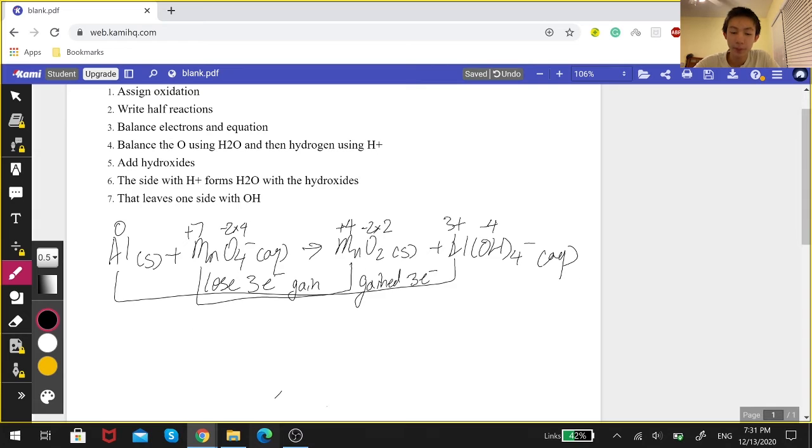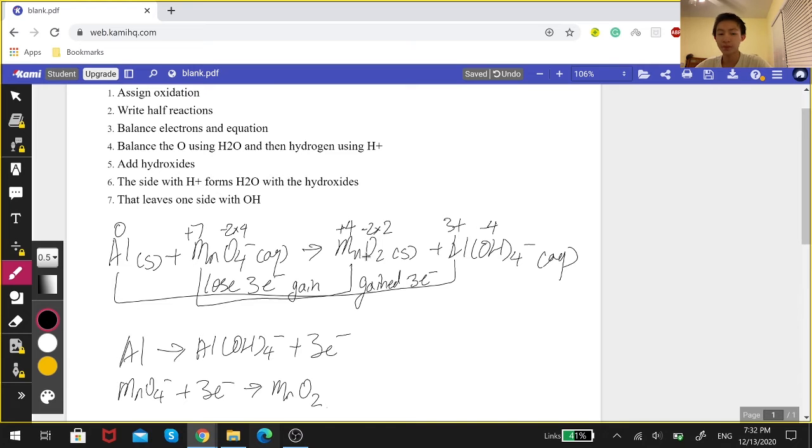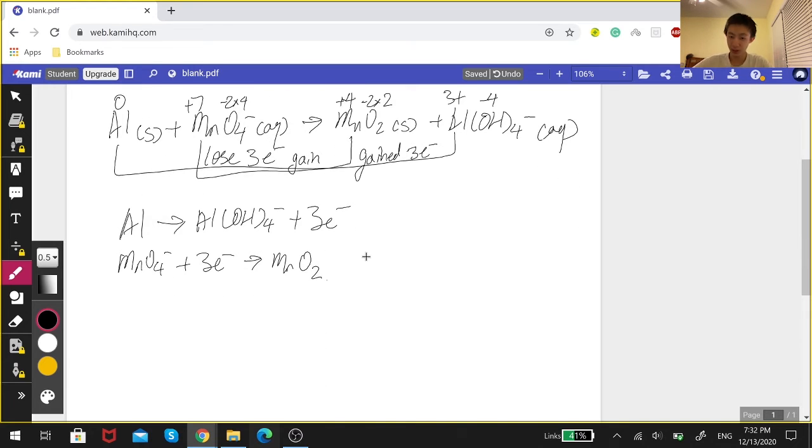Alright, so let's write them down. Aluminum lost 3 electrons, so Al became AlOH4 minus plus 3 electrons. And our MnO4 minus added 3 electrons to become MnO2. Right now, is everything balanced? Everything here is balanced and our electrons are still the same. So we just finished steps 1 through 3. Now we need to write them. Actually, I can use the space.